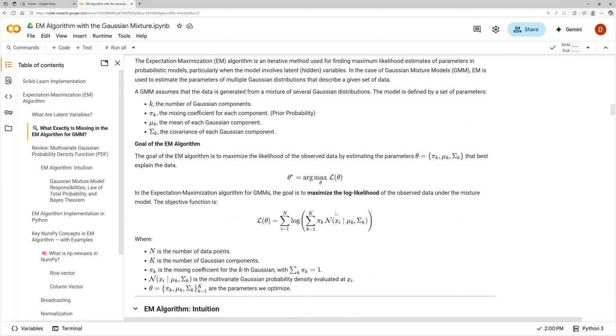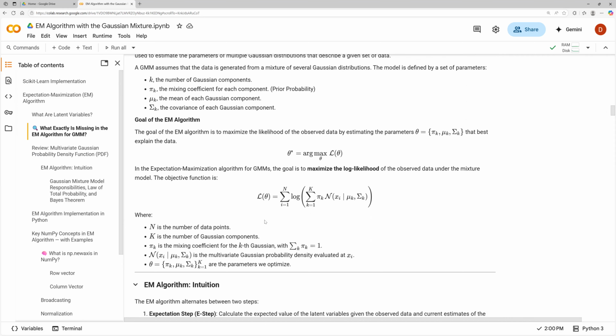The summation of multivariate normals weighted by the mixing coefficient, right? We take the log. N is the number of data points, K is the number of components, pi k is the mixing coefficients, which should sum to 1, right? And the multivariate Gaussian probability density is evaluated at xi.